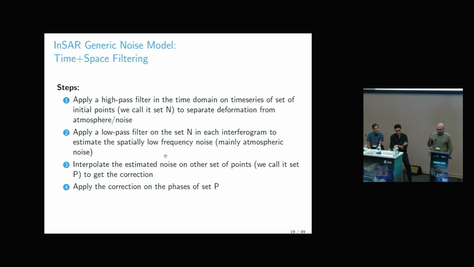What we do is, usually this filtering in most of the algorithms is based on two steps. One, they apply a high-pass filter in the time domain over points, or some set of points. I call it set n, initial points. Then they apply some low-pass filter in the space domain to separate the low-frequency signal in space, mainly atmospheric noise. Then they interpolate this atmospheric noise on other points. We call it set P, and then apply the correction on this set P, and finally have a filtered time series or products on set P.